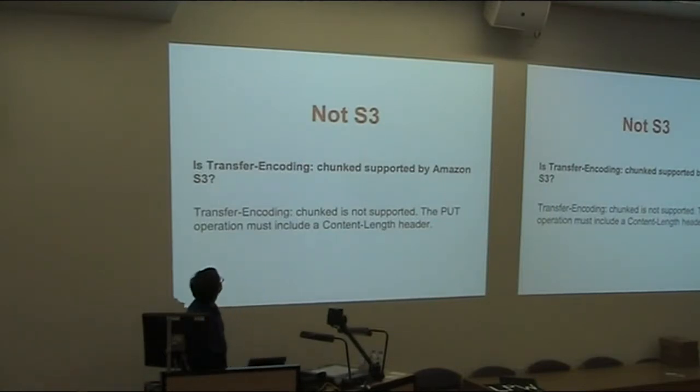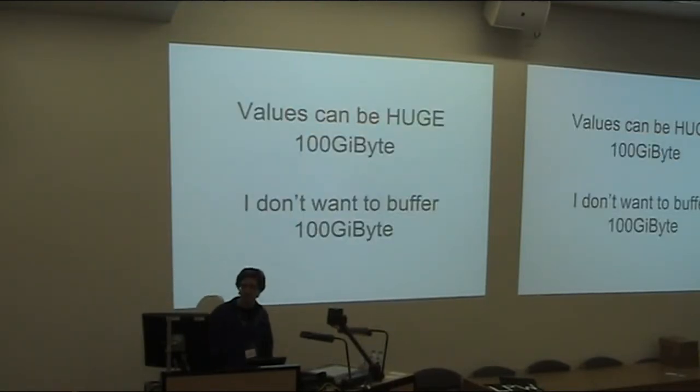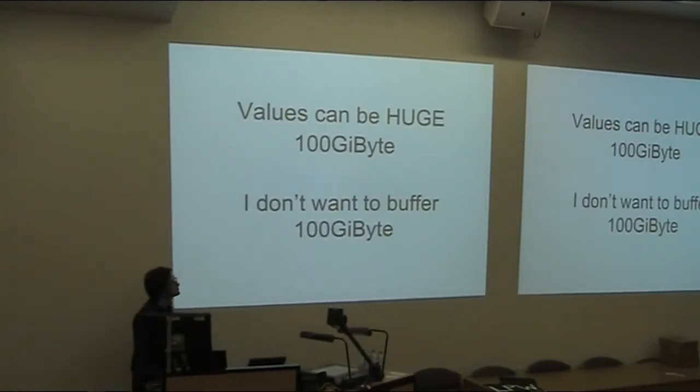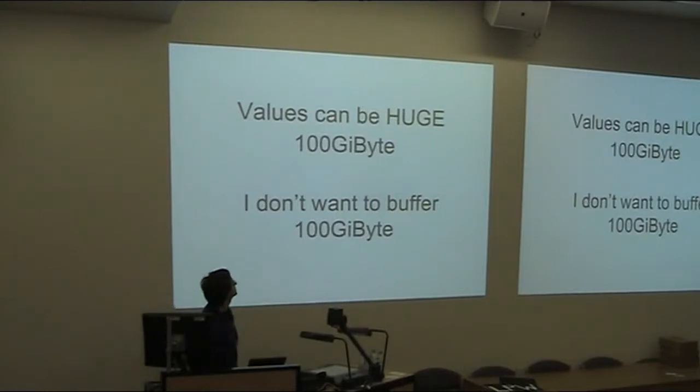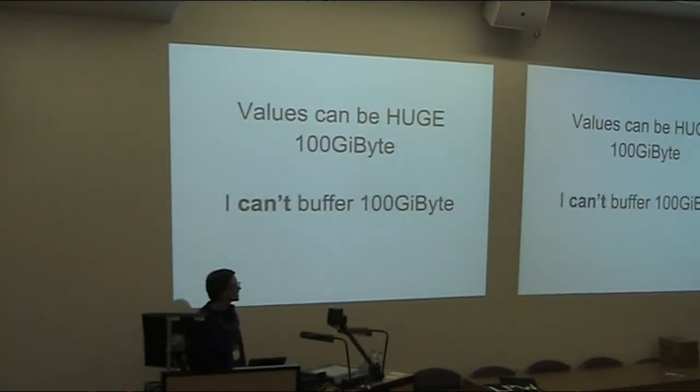So, Amazon S3, this is quoted from their FAQ. It says, transfer encoding chunked is not supported. That's annoying. Now, with tar and PostgreSQL, we do genuinely generate 100 gigabyte files. We don't want to buffer.